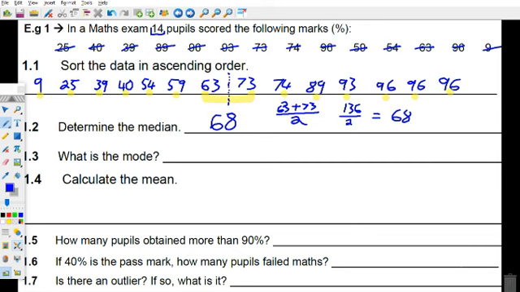Now if we have a look, what is my mode going to be? It's 96. Why is it 96? Because it occurs the most. The mode is the most. So my mode is just going to be 96.